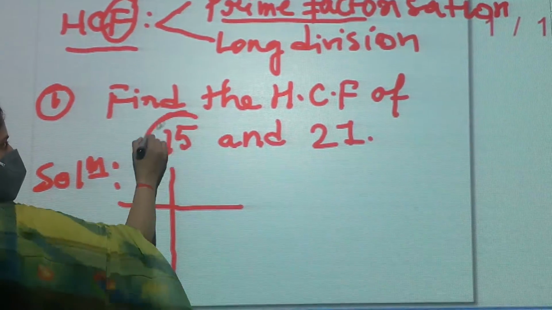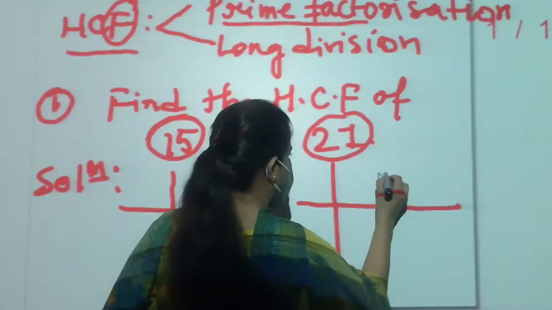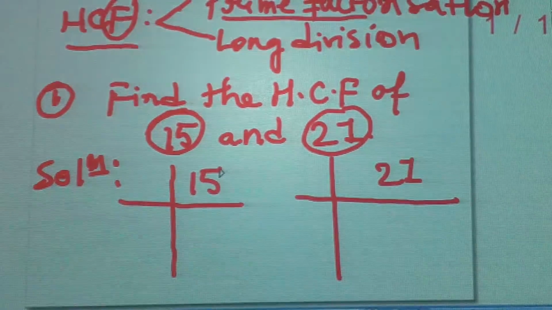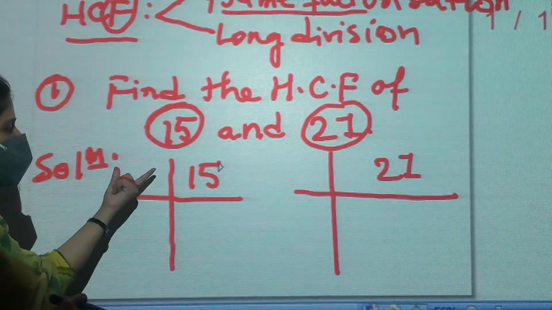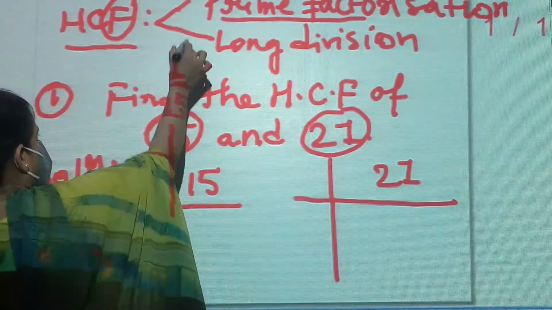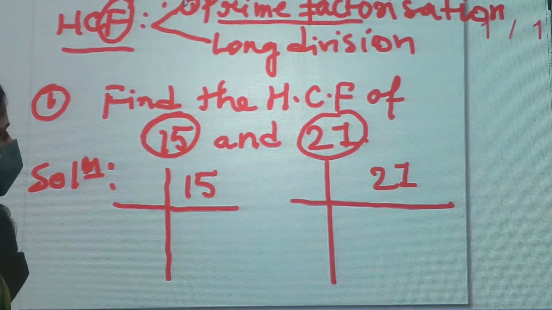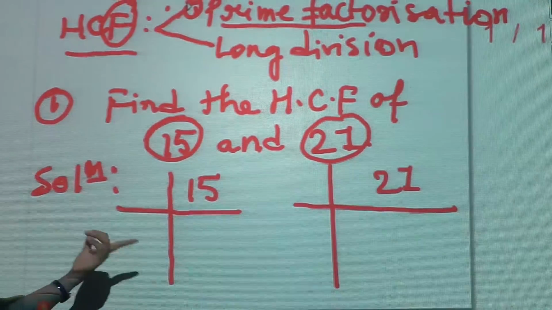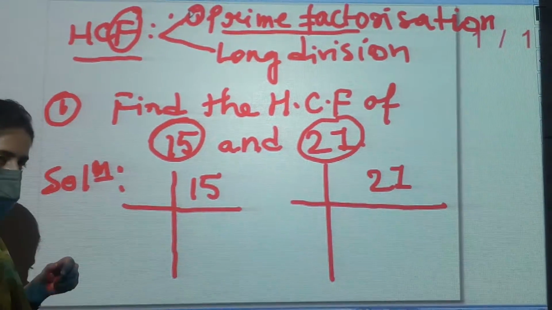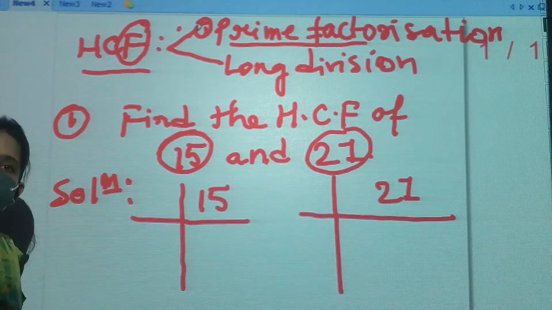Take each number individually: 21 and this is 15. This is simply the division method. Now we will start dividing this number. As the name denotes, prime factorization, we are doing the sum by prime factorization. We will start finding the factors of the number with prime numbers.